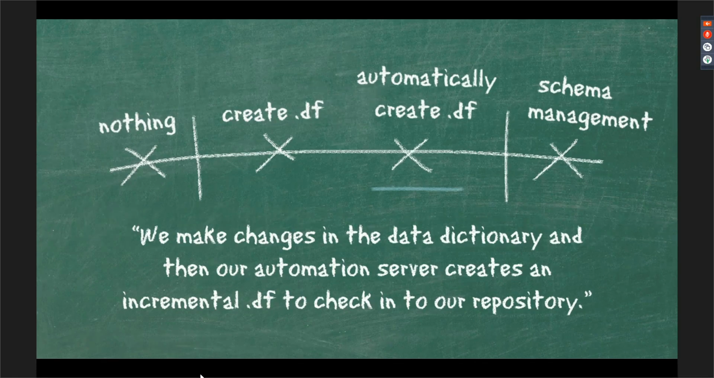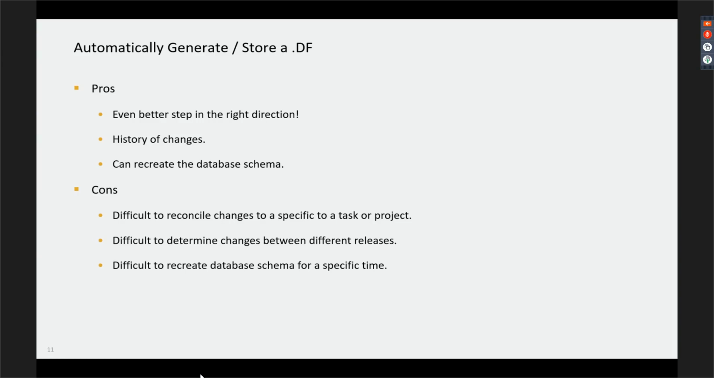So, something very similar: we make changes in the data dictionary and our automation server creates an incremental DF that we check into our repository. Well, that's even a better step in the right direction. Like the other, you have a history of your changes and you can recreate the database schema. This is being generated automatically. So the cons are still basically the same, but at least it's being automatically generated.